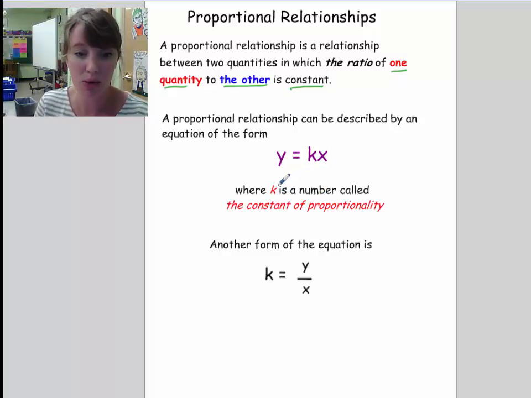It's really important, because sometimes they'll ask you what the constant of proportionality is. It's whatever you multiply x by in order to get to y. Another form of the equation is k is equal to, so if I solve this for k, I would divide each side by x. It would get rid of it on this side. So we have y over x is equal to k. So if I'm solving for the constant of proportionality, I take the y and I divide it by the x.